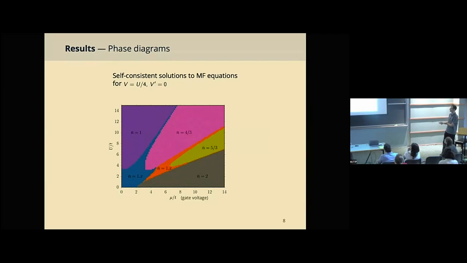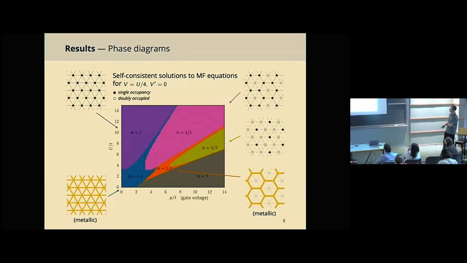Okay, so here we have these various phases. Let me briefly talk you through them. So for weak interactions and near half filling, you have this metallic state. Then if you crank up interactions, as you would expect, you enter this half-filled triangular lattice Mott insulator. Then we have this big chunk where we have this filling 4/3, which corresponds to this effective honeycomb lattice crystal, where you have 2 out of the 3 sublattices of the triangular lattice which are half-filled, and then the third sublattice sites are doubly occupied. The 5/3 state is basically the mirror image of this one.